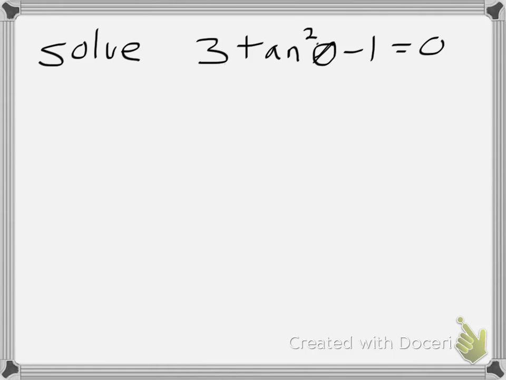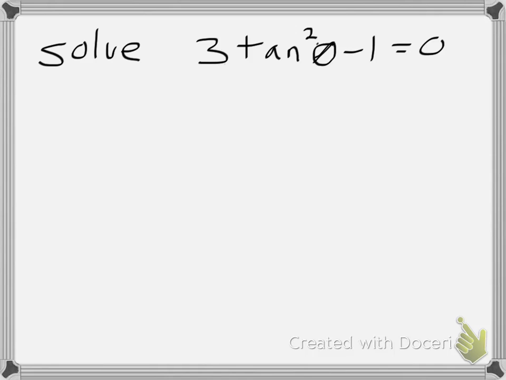Hello everyone. In this video I'm going to look at solving trigonometric equations. In this one I'm going to be looking at how to isolate the trig function itself. So my question is to solve 3 tangent squared of theta minus 1 equals 0.